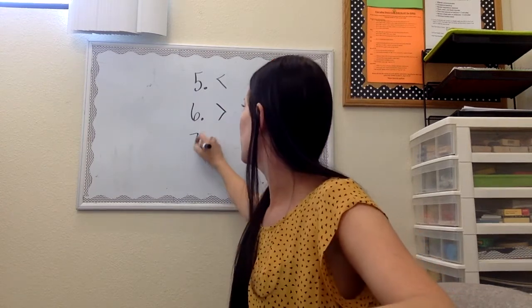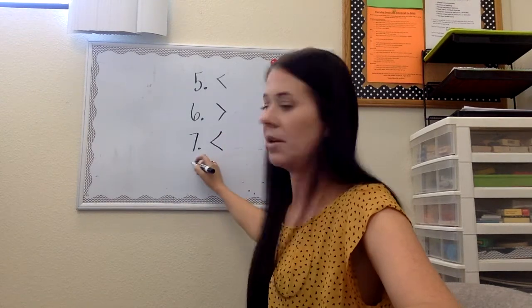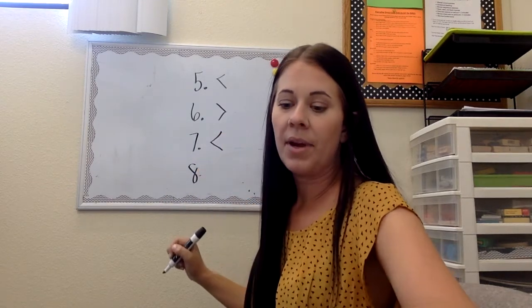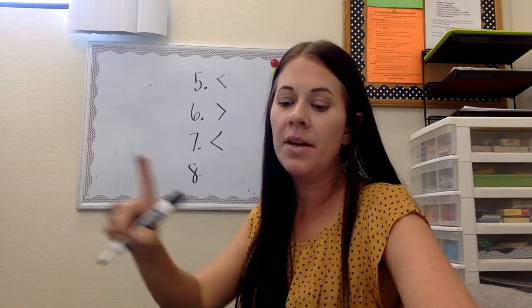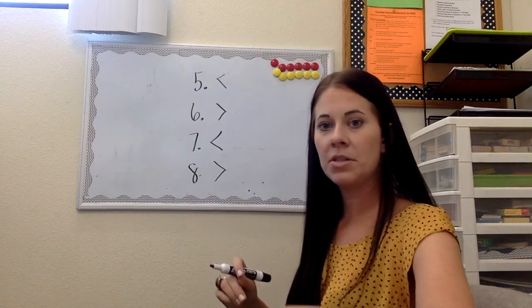Number 7, -8 is less than -4, so your inequality sign should go this way. And number 8, -2 is greater than -6, so your inequality sign should go this way. So go ahead and just double check your work.